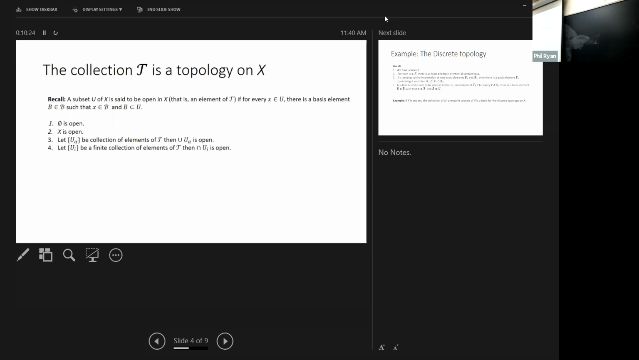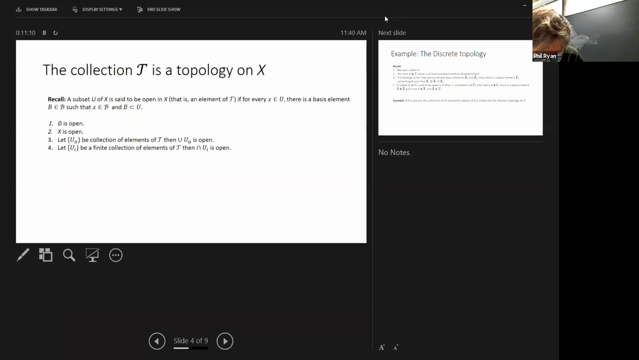Almost as trivially, X, the whole set itself, is open. Why? Because for every element in X, if you remember U now is our whole set X, there is a basis element such that X is in that basis element and B is contained within X. Well, by our definition of a basis, that indeed holds. So it's the other two conditions that we've got to work on a little bit. I don't think we actually have to work that hard at all.